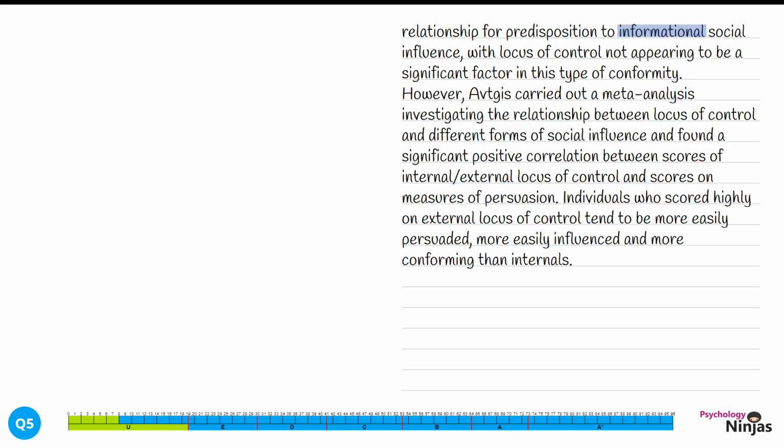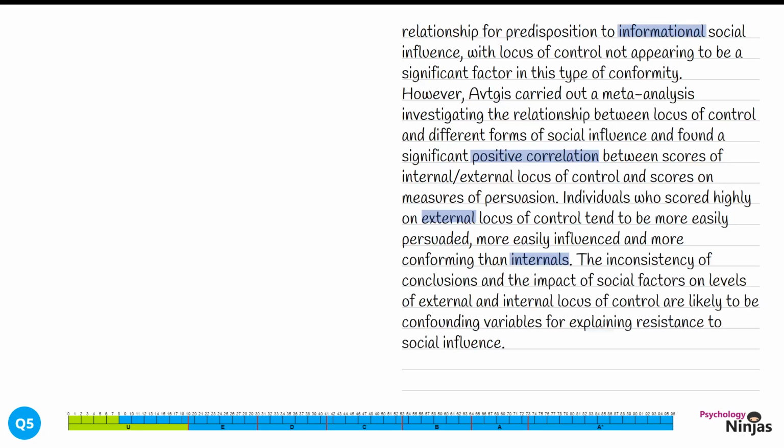conforming than internals. We've been clear to identify findings within our discussion of research, with a positive correlation being found, that as scores for external locus of control increase, so do scores for measures of persuasion. We've also linked this back into our explanation by talking about the fact that externals are more likely to be persuaded and conform than internals. Again, it's really important that we have a conclusion around internals because we're talking about resistance to social influence. It's time for a judgment once again.